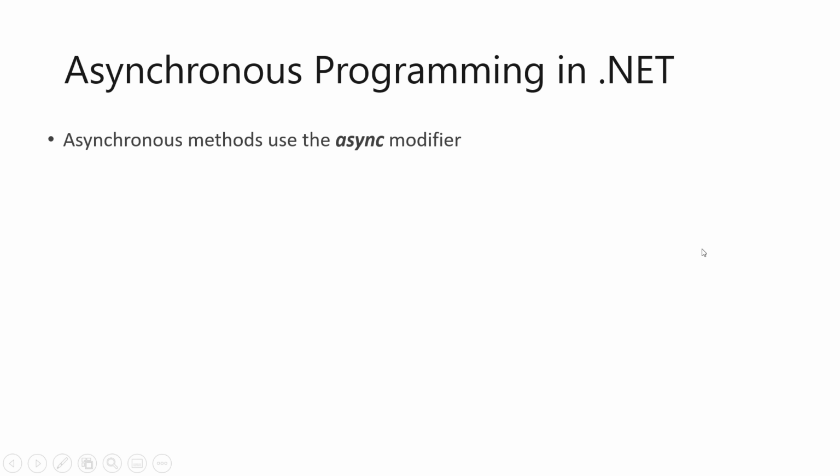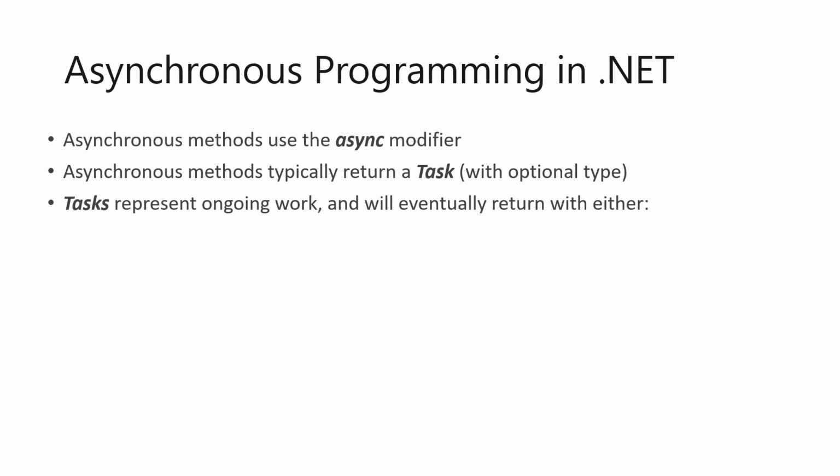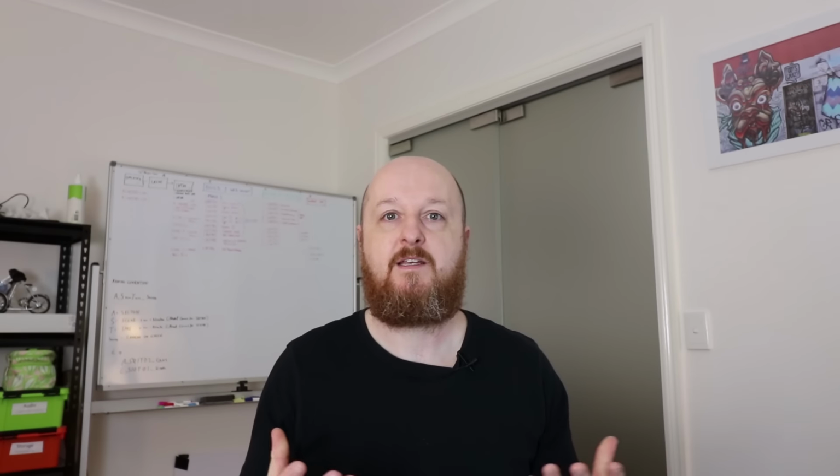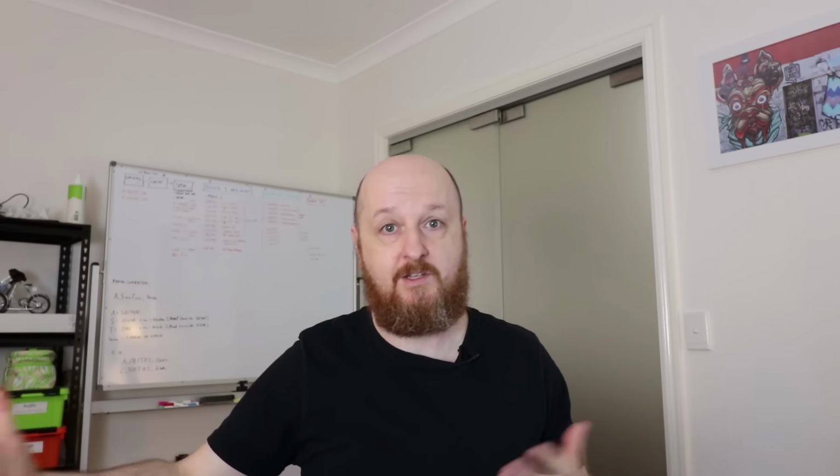Asynchronous methods use the async modifier, so you'll notice when you define an asynchronous method, you will use async as one of the modifiers. Asynchronous methods will usually return a task. Tasks represent ongoing work and will eventually return with either the result or an exception. So as we said before, with asynchronous methods, generally, you expect them to take some time to complete. So it's usually long-running methods, like stuff over a network where you really have no control of it, and you expect that it may take some time.